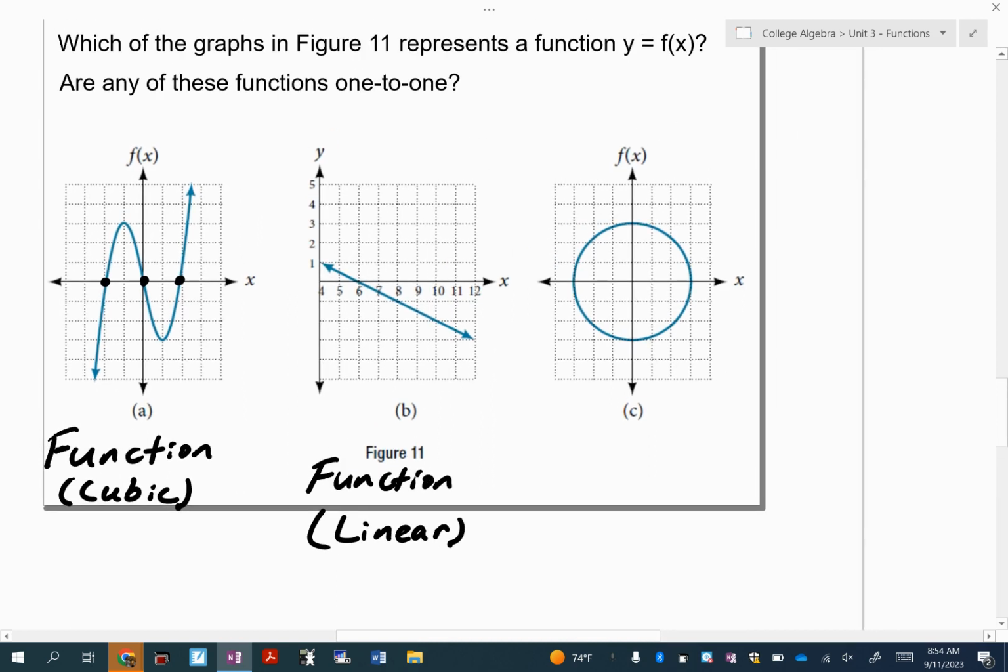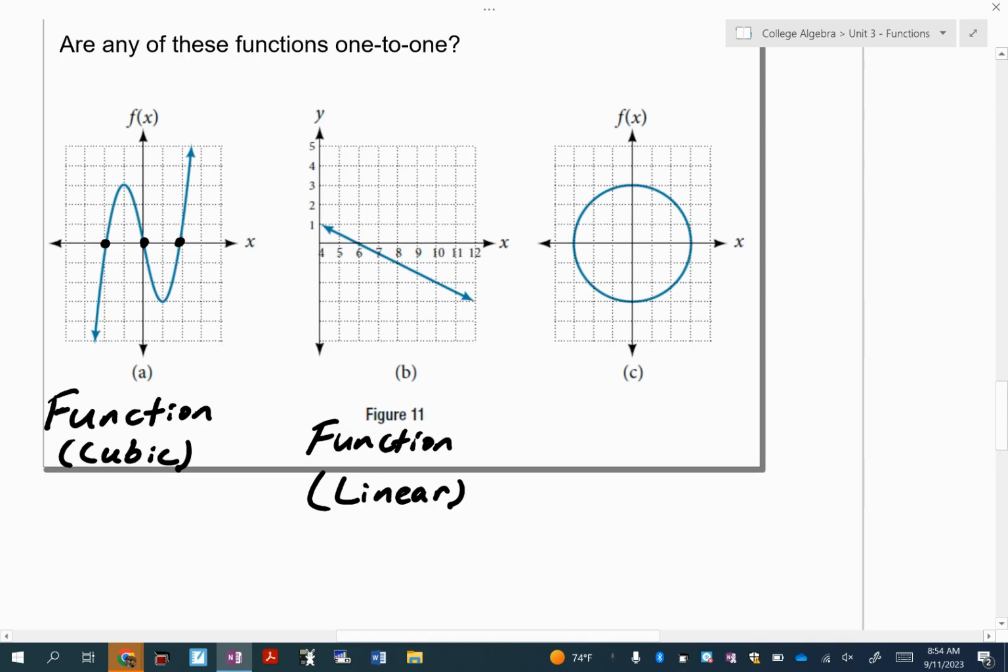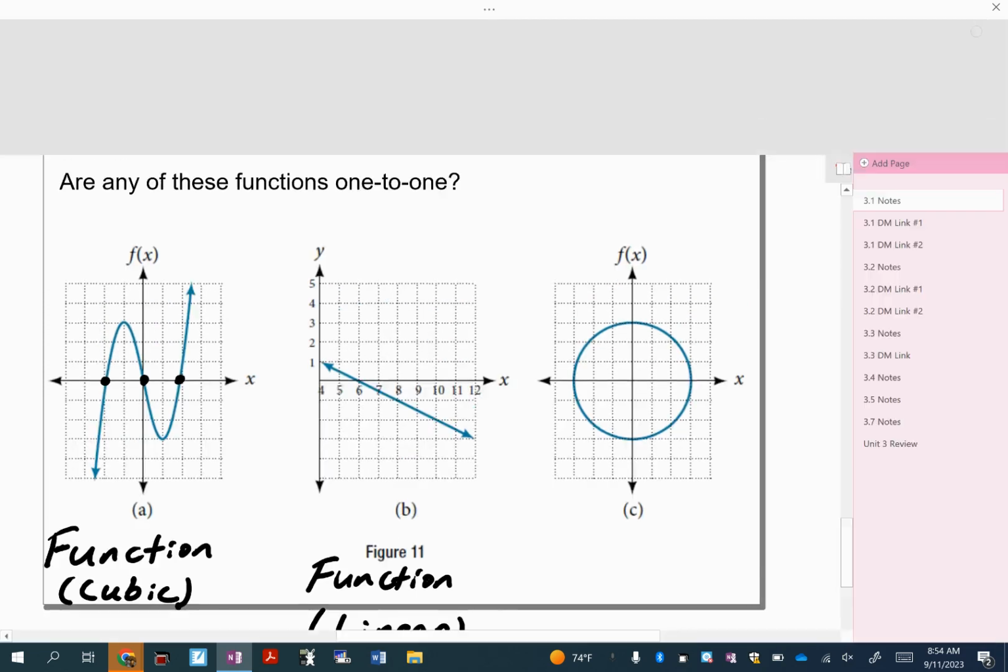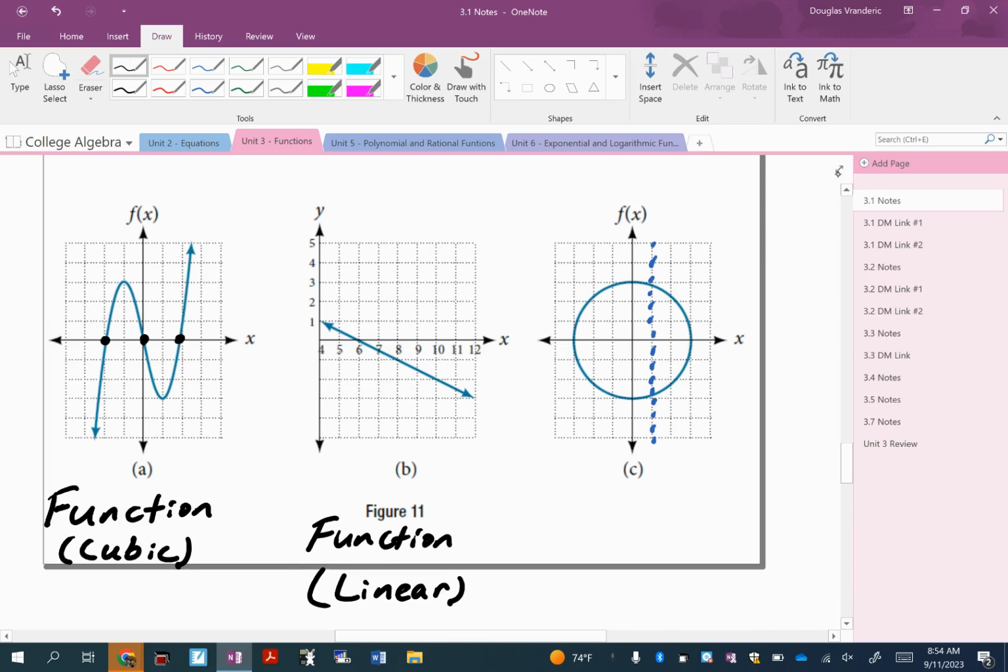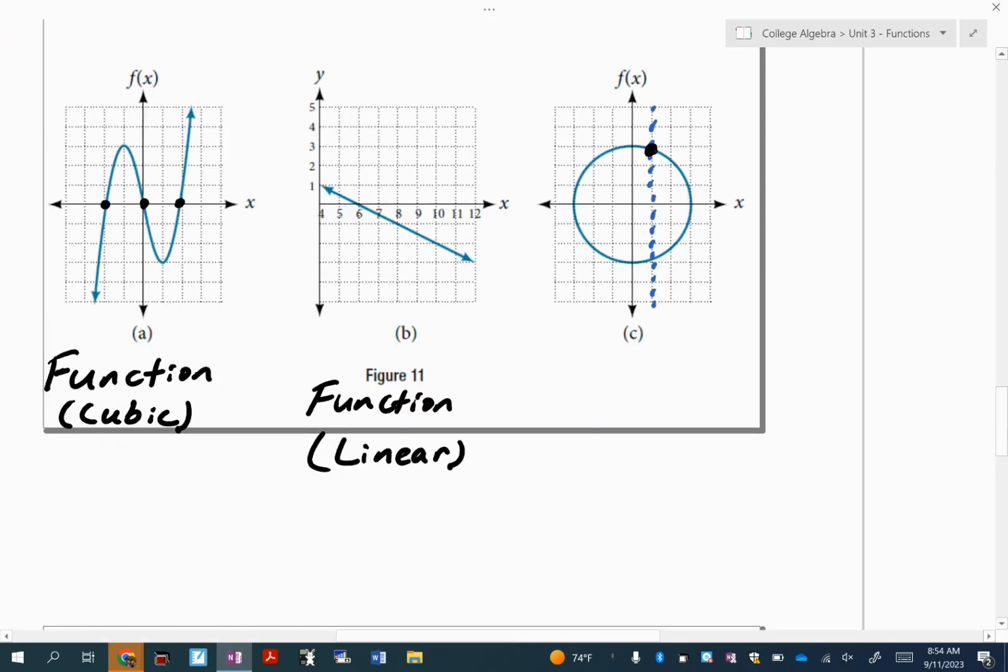And then this last one, C, right, this circle fails the vertical line test. You could draw a vertical line anywhere you wanted, except for the ends, and you would hit more than once. So there's an example of it failing the vertical line test. It hits 2 points. It hits 1 here and hits 1 there. So in this case, this is going to be a relation.